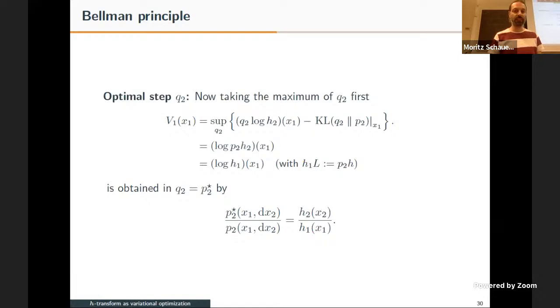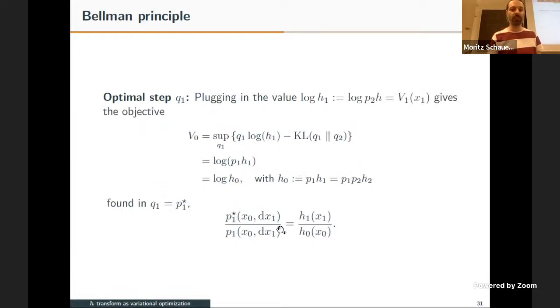But that's just the start. So I can figure out what V1 is. And if I then look for the maximizer, this is just of the Varadhan form. And it just means that my optimizer Q2 is a transition kernel, which is an H transform. Note that H1 here is defined as, sorry, the L is a typo. It should just be H1 is equal to P2 H2. So my optimal choice for Q2 is an H transform.